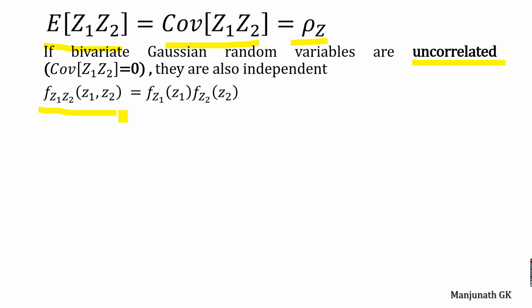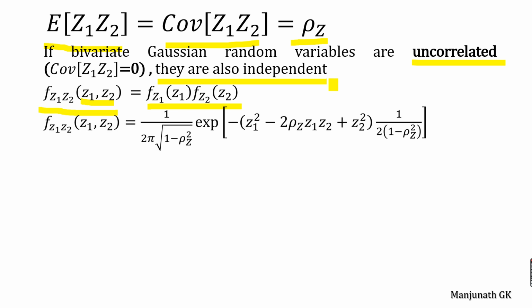So it is called a bivariate PDF. It is equal to the multiplication of individual PDFs. If this is the case, then we can say that those two random variables are independent in nature. As a conclusion, if the covariance of z1 and z2 is 0, then we can say that they are uncorrelated. If they are uncorrelated, then definitely they are independent. So this is the property of a Gaussian bivariate random variable here.